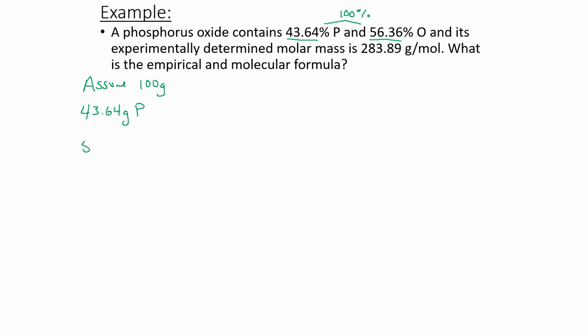And same thing for our oxygen, instead of 56.36%, we could assume we have 56.36 grams of oxygen. Once again, the first thing we want to do to figure out our empirical formula here is to convert these guys now from grams to moles. We would go to the periodic table, look up the molar mass of phosphorus, and also the molar mass of oxygen. So phosphorus looks like it is 30.97 grams per mole. And for oxygen, it is still 16 grams per mole.